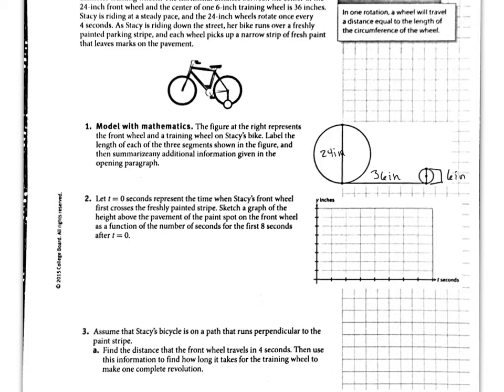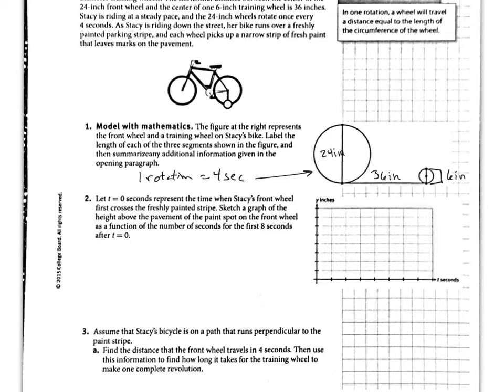Some additional information that was important, it says summarize any additional information. So we have one rotation every 4 seconds. And this is for the big wheel, the larger wheel, the 24-inch diameter wheel. So if we think about what's happening here, it says on this little graph, let t equal 0 be the time when Stacy's front wheel first crosses the freshly painted stripe. Sketch the graph of the height above the pavement of the paint spot.